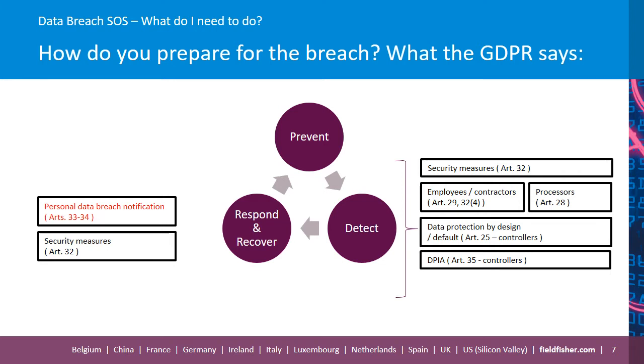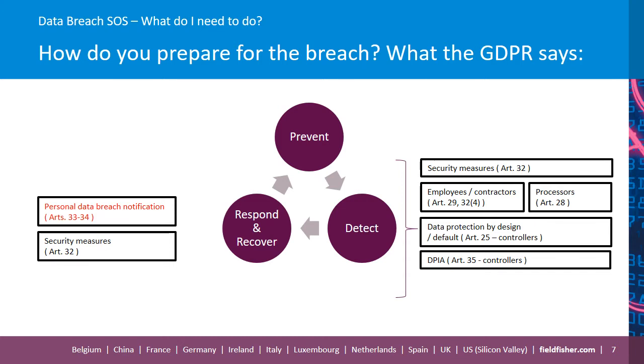Then there's also requirements around employees, contractors, and processors. So these are the parties that may well have access to your personal data. And there's requirements in Article 29, 32.4, and Article 28. So Article 28 is the contractual requirements you need to have in place with your processors. And 29 and 32.4, that's around making sure that those employees and contractors that have access to the data are actually only doing with it what they should be doing for you, what you want them to do, and nothing else.